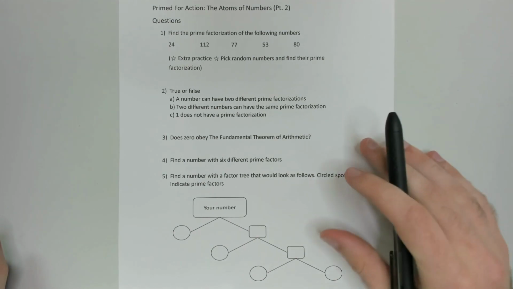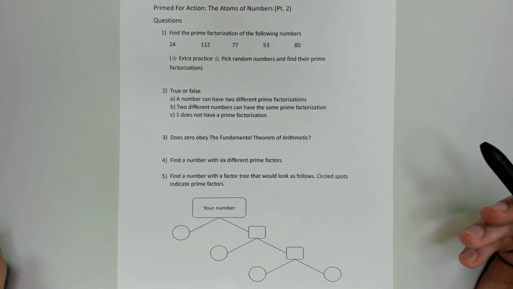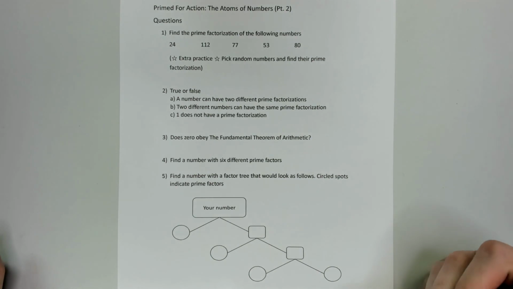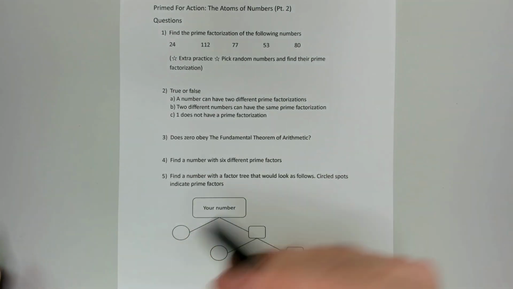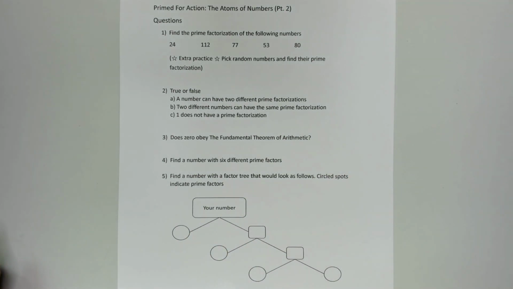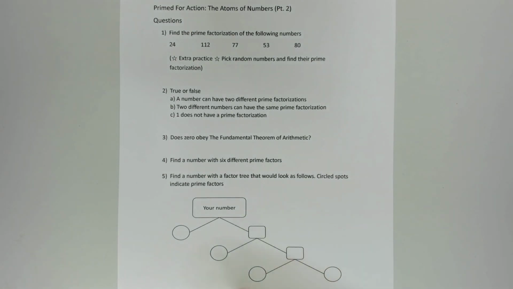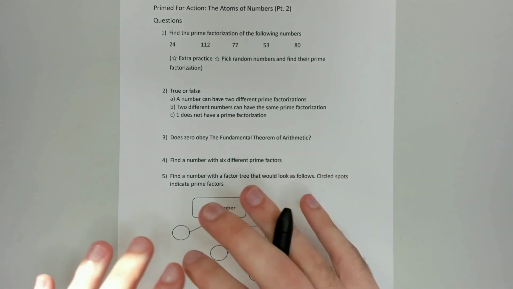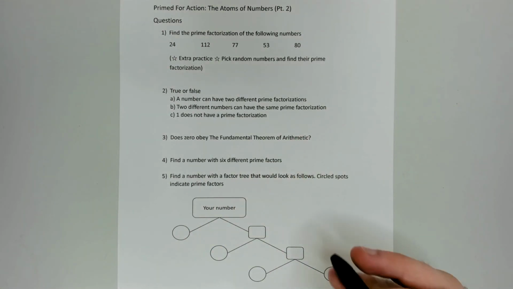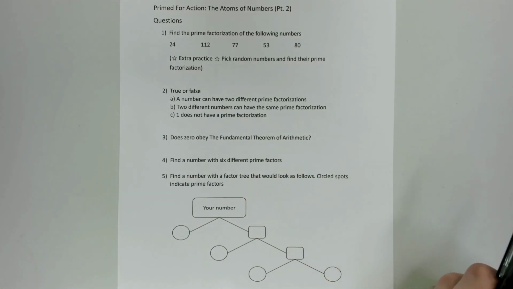Last video, we talked about why primes are the atoms of numbers, and we looked at the fundamental theorem of arithmetic, which stated that any positive whole number can be broken down into these small prime numbers that combine together and create any number. So every single number is made up of primes was the main takeaway.